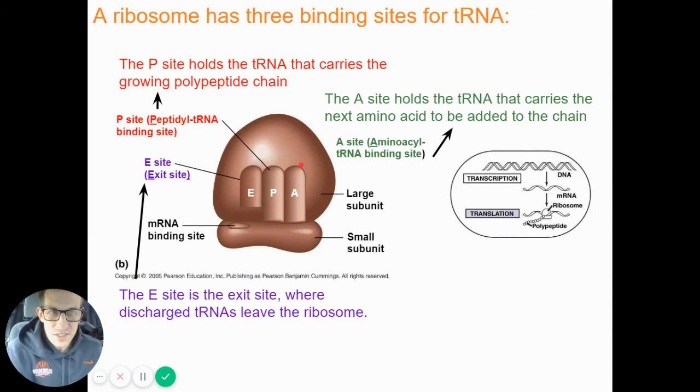The A site holds the tRNA that carries the next amino acid that will be added to the growing polypeptide chain. So you can simplify what these do based on the letters. The A site brings in a new amino acid. The P site holds the growing polypeptide chain. The E site kicks out the tRNAs that have been used up, makes them exit the system.